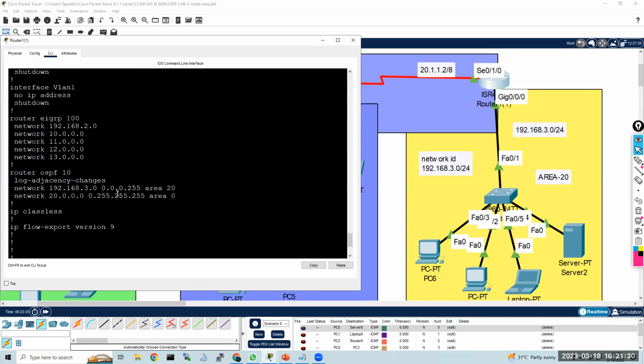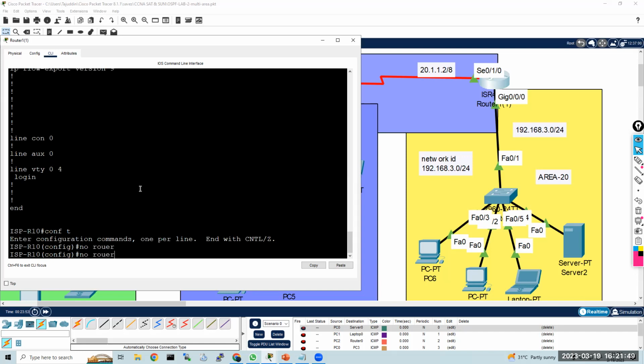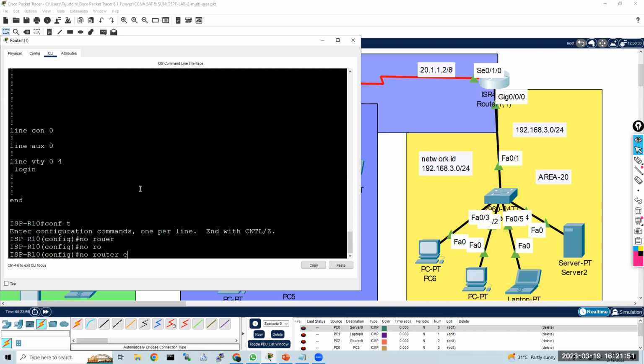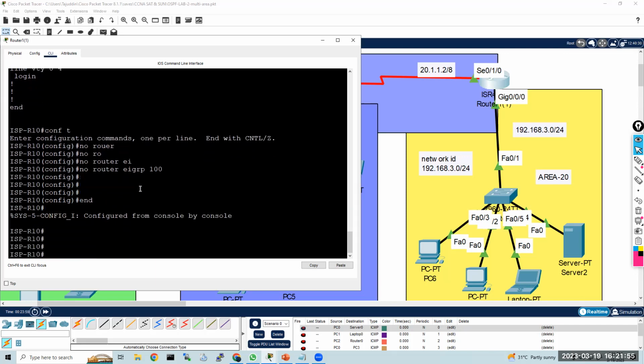Go to OSPF. Okay, we have to remove this EIGRP first. OSPF 10. Okay, the 3 network belongs to area 20 and the 2 network belongs to area 0. So we have to remove this one. Let's remove it because it's getting conflict. So no router EIGRP 100.